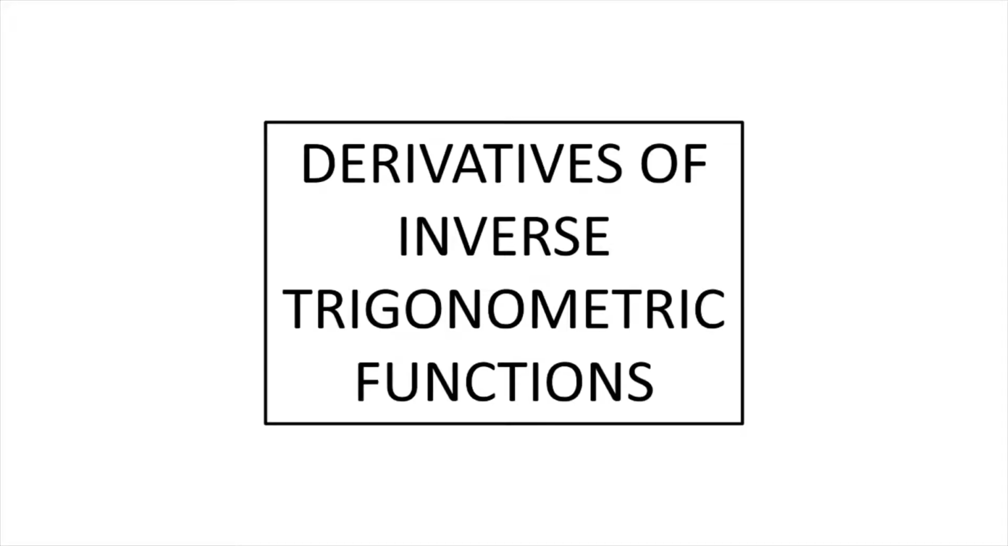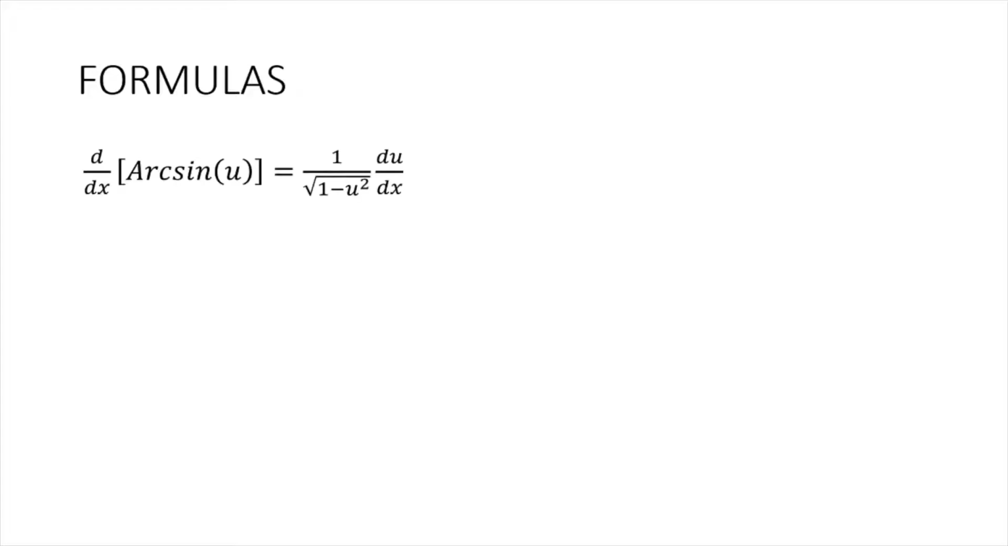In this video, we're going to focus on the derivatives of inverse trigonometric functions. Here are the formulas. First, we have the inverse of sine function, or what we call the arcsine. So what we have here is arcsine of u, where u can be any function of x. Differentiating arcsine of u with respect to x will result to 1 over the square root of 1 minus u squared du dx.